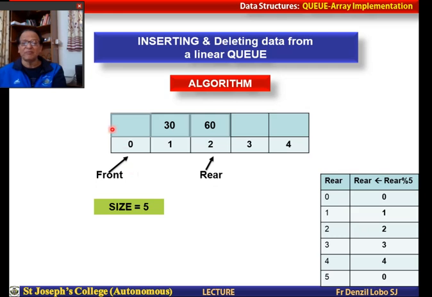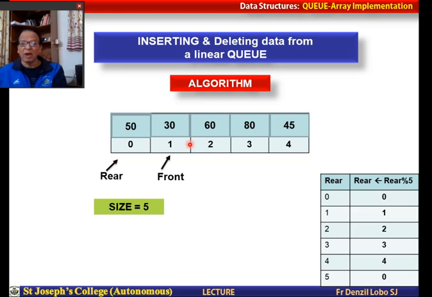Always deletion is from front. Therefore front value is incremented to 1. So now what do I do? Again I am incrementing the rear and inserting 80. Again I am incrementing the rear and inserting 45. Now I want to increment the rear. As you see, it becomes 5 here. Rear becomes 5. 5 modulus 5 is equal to 0. So rear is going to be 0. I have incremented and inserted.